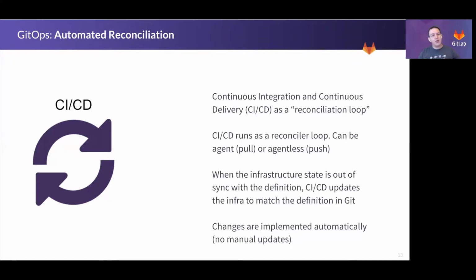So the main core component here is that changes are implemented automatically, and we are no longer making manual changes to our infrastructure, but all of the state of the infrastructure is stored in Git, and all those changes are applied by our automation tool, by our CI/CD.